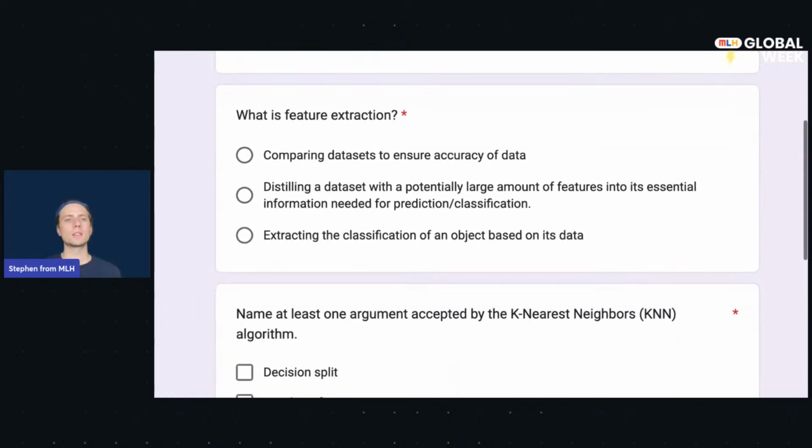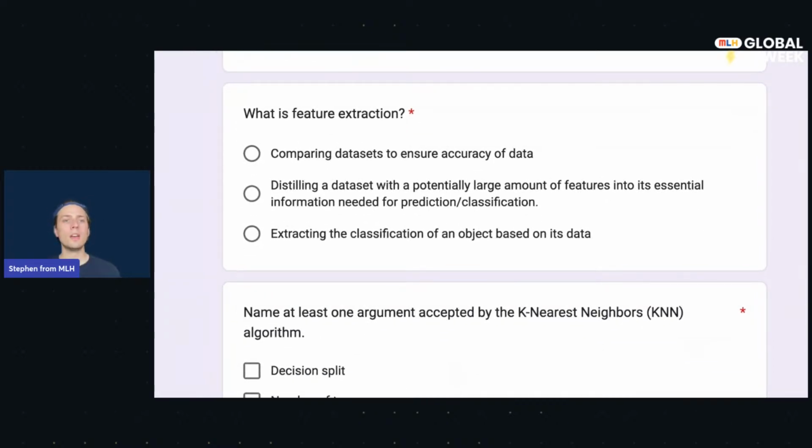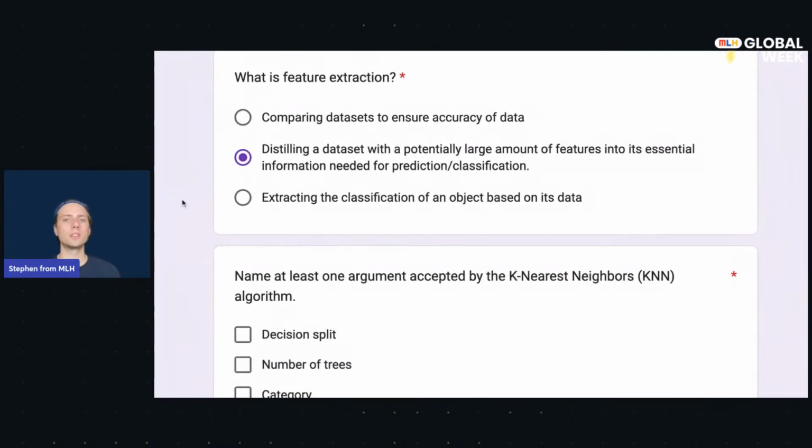Okay, and then I asked, what is feature extraction? Feature extraction is distilling a data set with a potentially large amount of features into its essential information needed for prediction or classification. Think about the letters that we had. Each of those letters had so much data at the beginning, X, Y, P, time, and each had many rows, maybe even 50 rows each. Now, each letter only has two numbers, aspect ratio and duration, and we were still able to build a reasonably good model out of that with a decent accuracy rating.